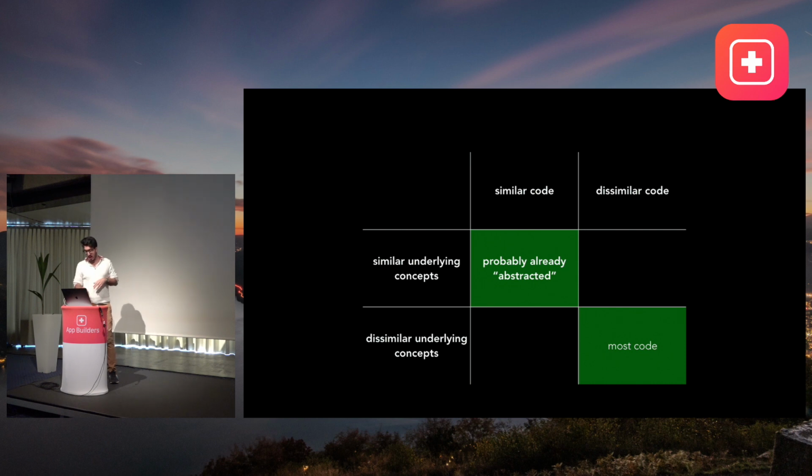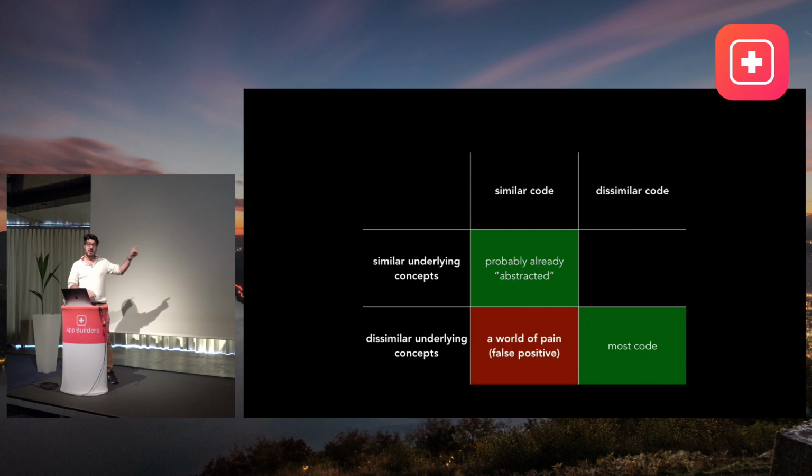That's fine. If the code looks similar, but the underlying concept is not the same, this is where you're in trouble, right? When John mentioned how hard it is to abstract and how easy it is to paint yourself into a corner, this is it. You pull the code out and you deduplicate the code, but the concepts under the hood really were not the same.